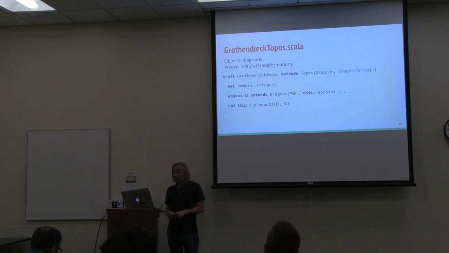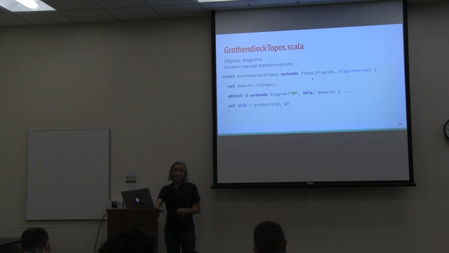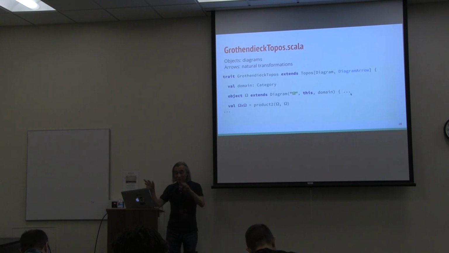So again, what is a Grothendieck topos? It's a category with diagrams as objects, and natural transformations of diagrams as arrows. That's how we define it. And topos is just an abstraction about what we have there, so I don't think it has any implementations. In a Grothendieck topos we have a domain, and we have an object omega, because we know how to build it. Generally speaking, a topos has a subobject classifier, but it doesn't provide us with any rule for how to build it. In a Grothendieck topos we know how to build it.